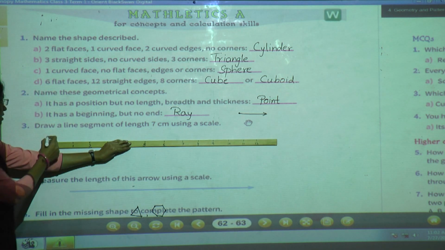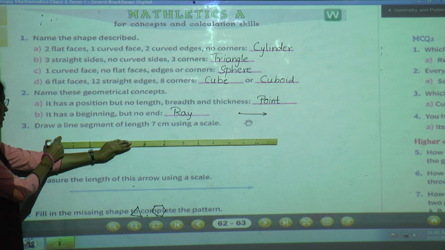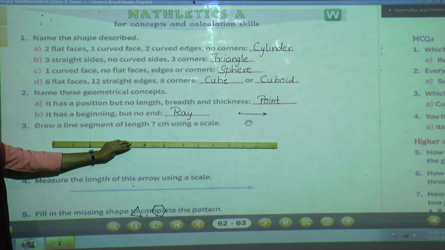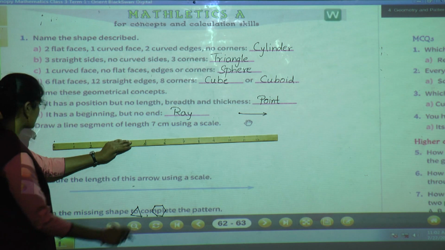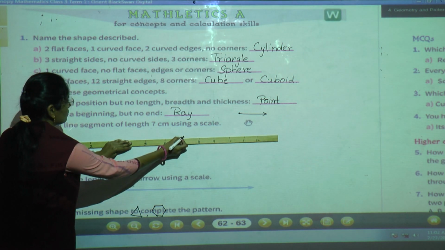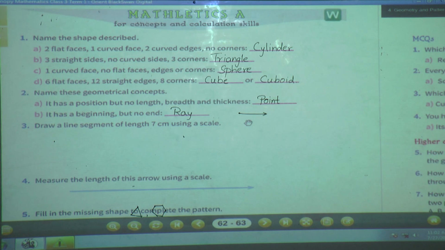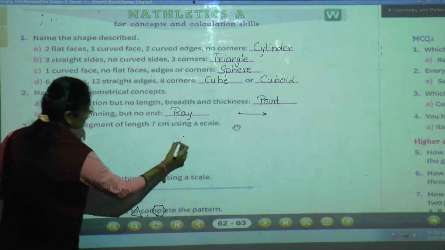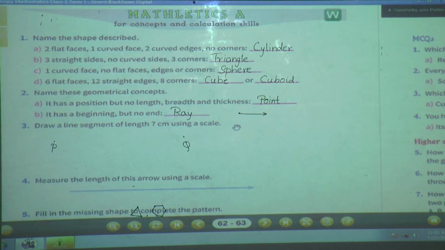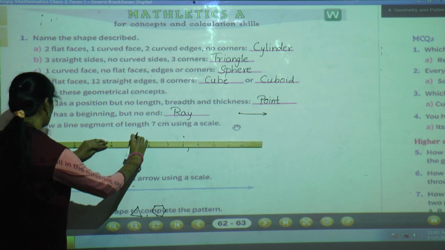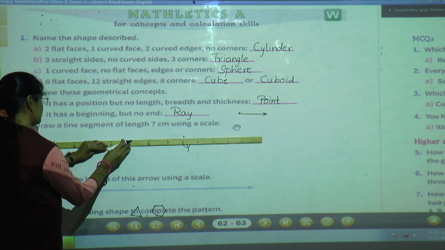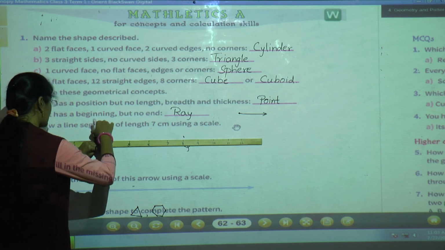Here on the scale, the 0 mark you can see. Put a point against the 0 mark. Now the length of the line segment is 7 cm. So see, where is the 7? The 7 is here. So in this way we will get 2 points. Now what you have to do? We will first name these 2 points. Then with the help of the scale, we will join these 2 points in this way. Join the 2 points and draw a line segment.